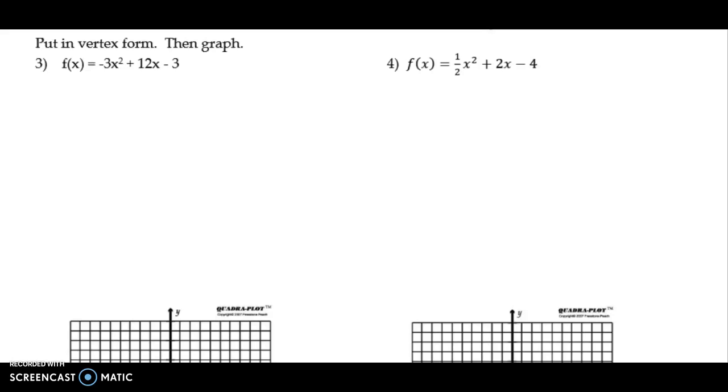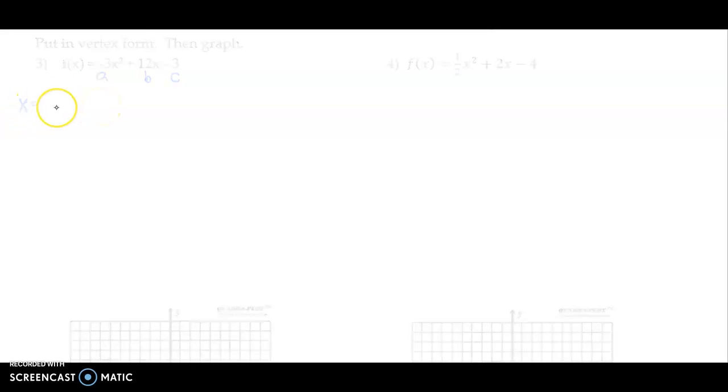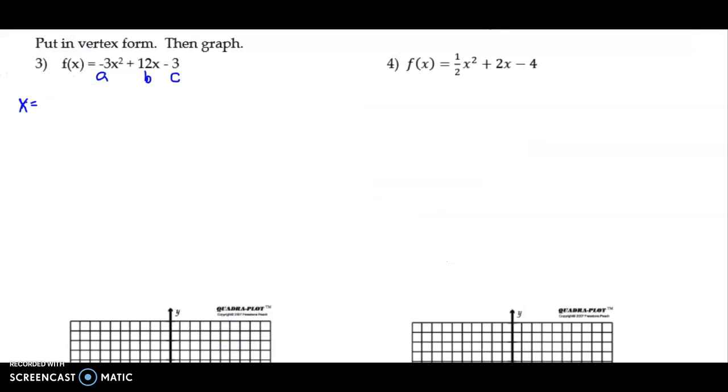All right, so remember what we were working on Friday? We had to say, well, first of all, we had to figure out A is -3, B is 12, and C is -3. And then to find the X part of the vertex, or the H part of the equation, we're doing that -B over 2A. So we go -12 over 2 times -3, -B over 2A. -12 over -6, which ends up being +2. So our vertex is going to be 2 comma something.